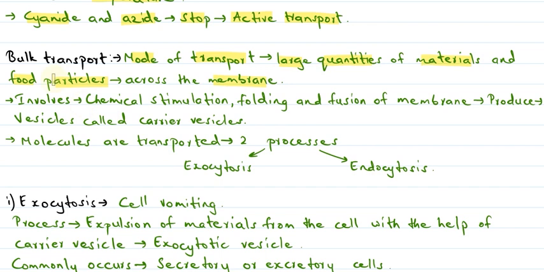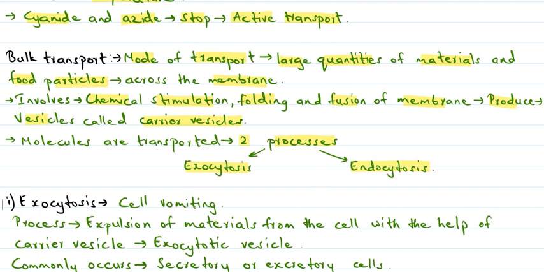So what does it involve? It involves chemical stimulation, folding and fusion of membrane so as to produce vesicles called carrier vesicles. Bulk transport can occur both inward and outward, and living organisms take their food in bulk in the form of large sized molecules which cannot cross the plasma membrane. These molecules are then transported by two processes, exocytosis and endocytosis.